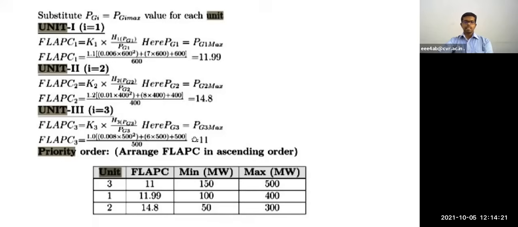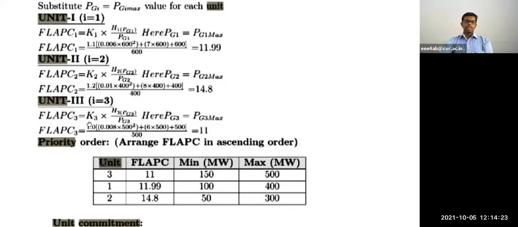So FLAPC as 11. Next step, what is the next step? You need to formulate the priority order. The algorithm, what is the next step? You need to formulate the priority order. So priority order based on this FLAPC. So how to formulate the priority order?